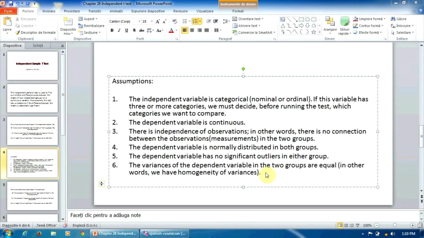Ideally, we should create a balanced design because this way the t-test is more resistant to the violation of the assumptions. But oftentimes this is hard to do in practice. Okay, let's move to our example now.